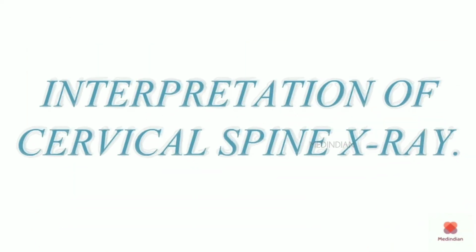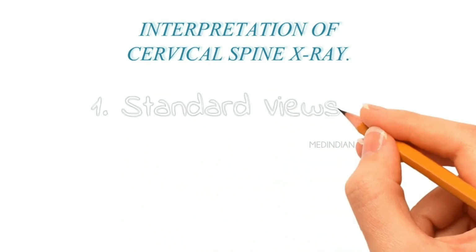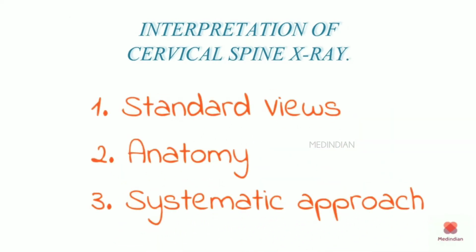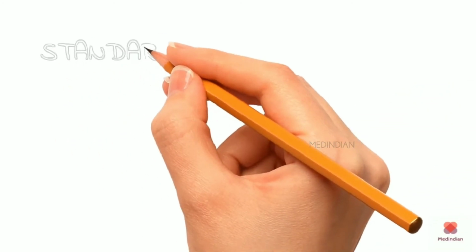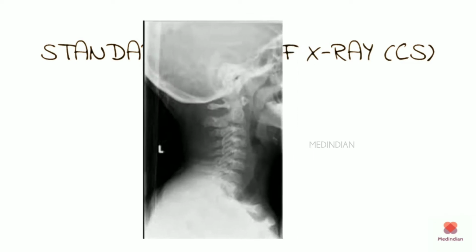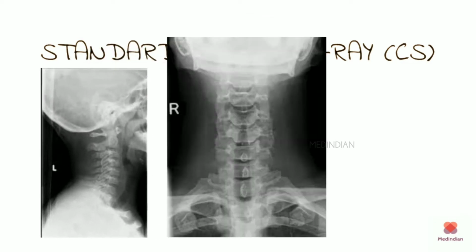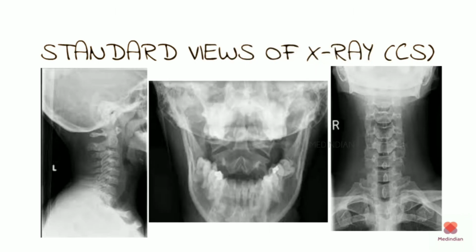In this video, you will be introduced to the basics for the interpretation of cervical spine X-ray. Here, we will be dealing with the standard views, anatomy, and a systematic approach for the interpretation of X-ray cervical spine. Let's get started. Speaking about the standard views of a cervical spine X-ray, we have the lateral view, the AP view or the antero-posterior view, and the odontoid or the open mouth view.